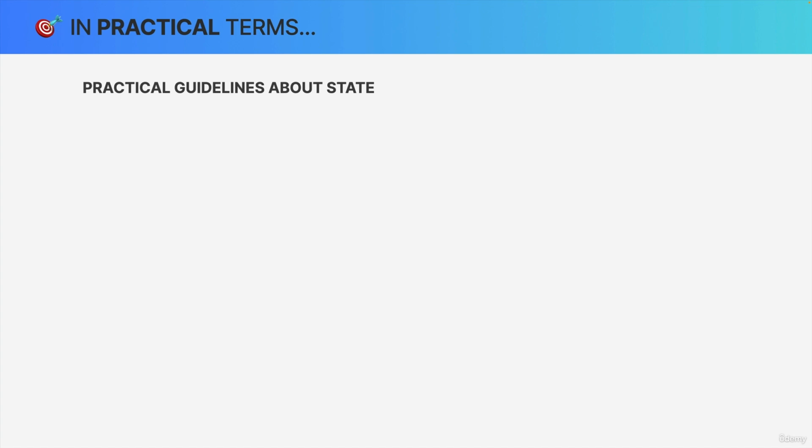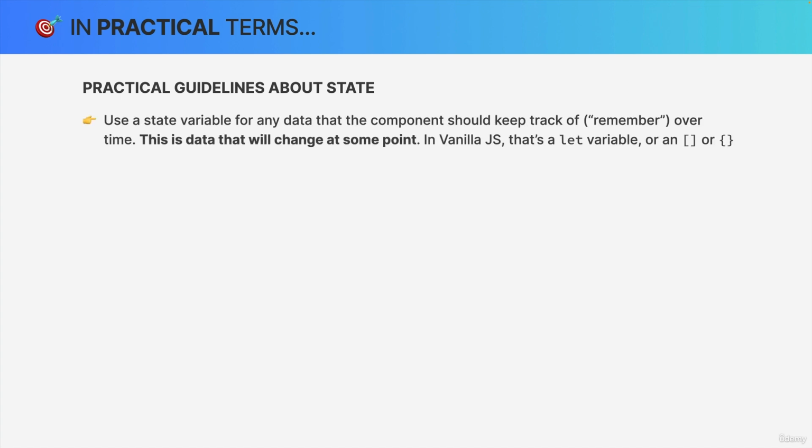So first of all, you should create a new state variable for any data that a component should keep track of over time. The easy way of figuring this out is to think of variables that need to change at some point in the future. So if you're used to building apps in vanilla JavaScript, those would be variables defined with let or with var, or also an array or object that you mutate over the application's lifecycle. So in React, you use state for those.